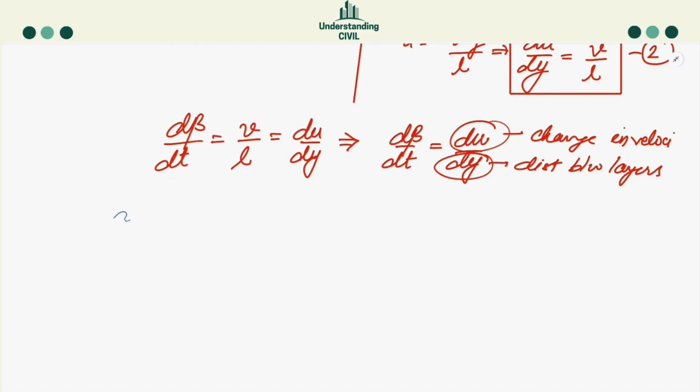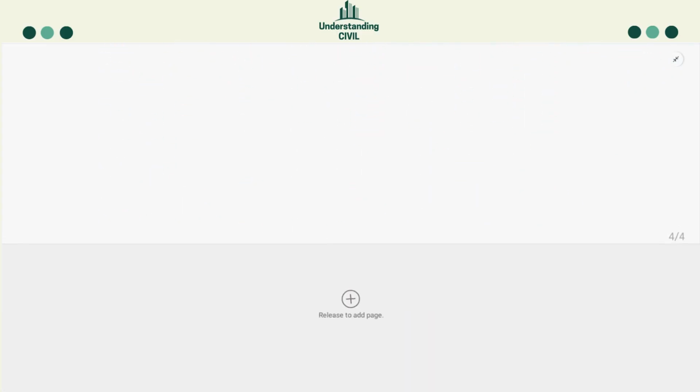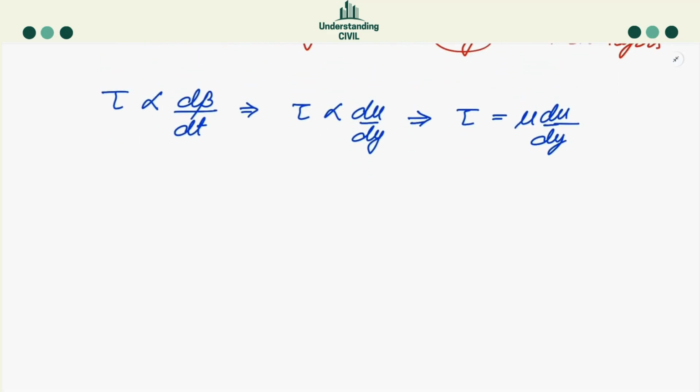Further, we know from the basics of mechanics that tau, which is the shear stress, is actually proportional to the rate of change of shear deformation. So this is d beta. So from this relation I can also say that tau is proportional to du upon dy, and from here if I remove the sign of proportionality I can write tau is equal to mu du upon dy. So finally I have a formula which I can write as tau is equal to mu du upon dy.